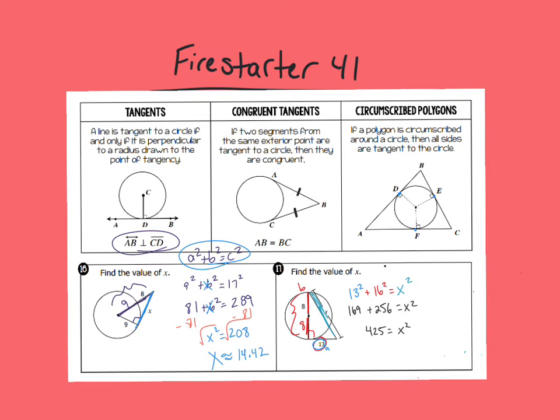Now I'm going to square root both sides. Remember, that's how we get rid of the little 2, because I have to get rid of that exponent. So x is going to be about, and I put that in my calculator, 20.62. So that's it. Perfect.